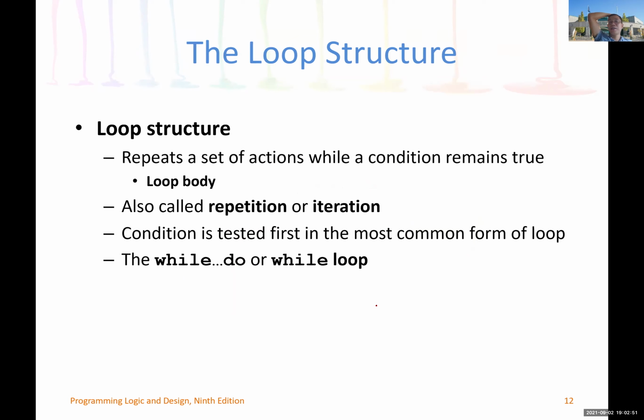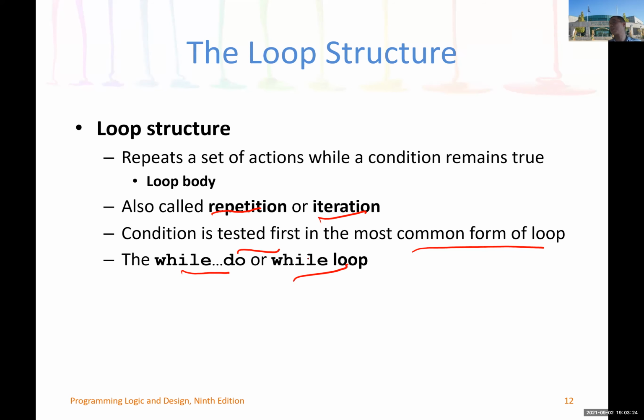And the loop structure is a repeat of a set of actions while a condition remains true. The loop body is also called the repetition or iteration here. The condition is set first in the loop, and it can be the while loop here. Normally for loops you have two types. The first one is pre-check. That means you have to check the condition first. If the condition is correct, keep doing it. The second one is post-check.